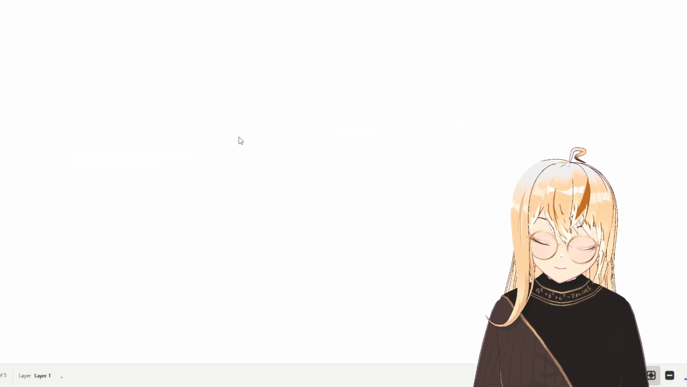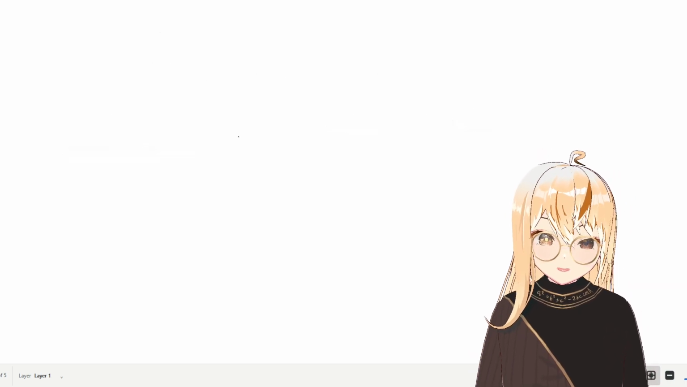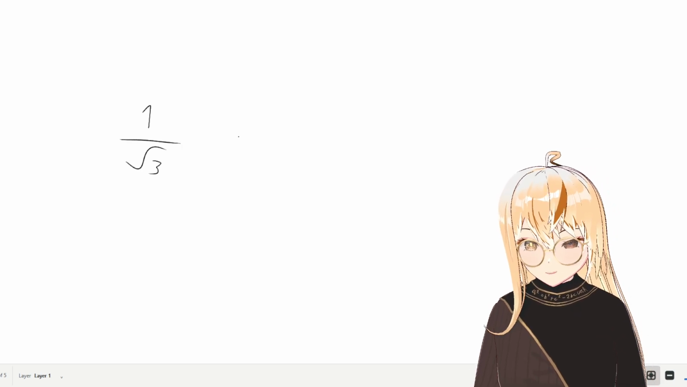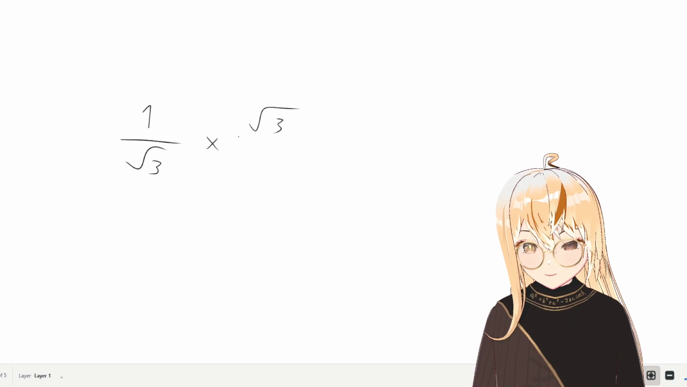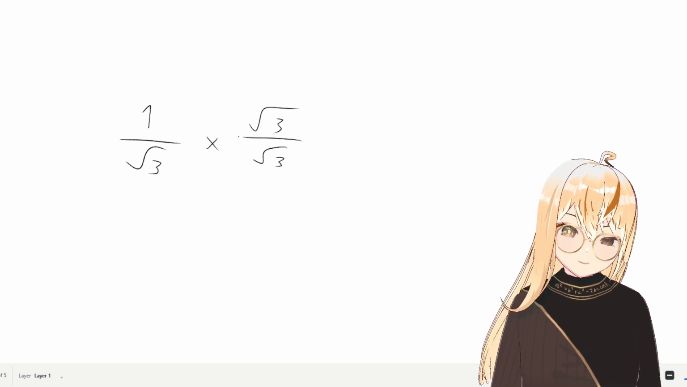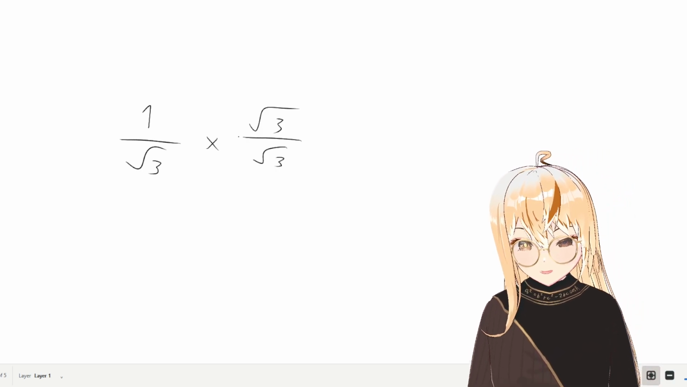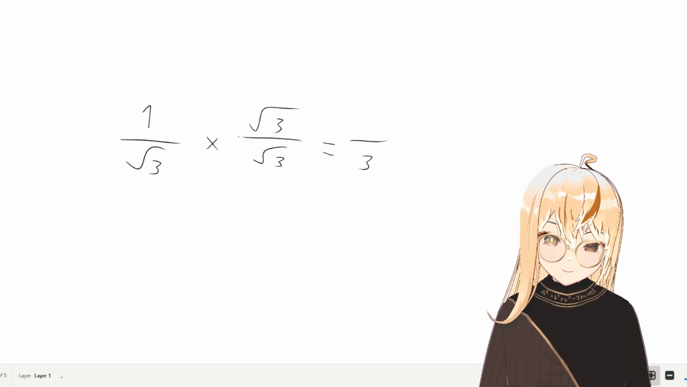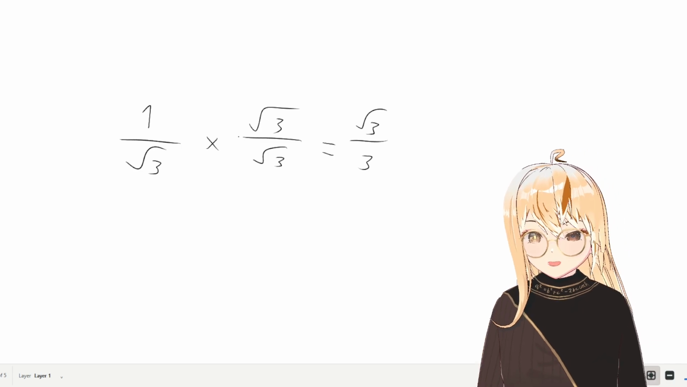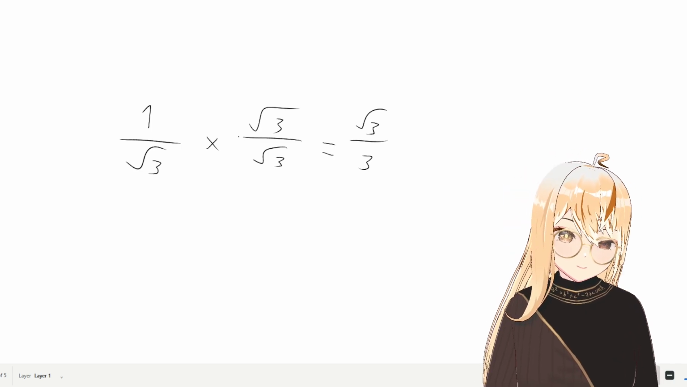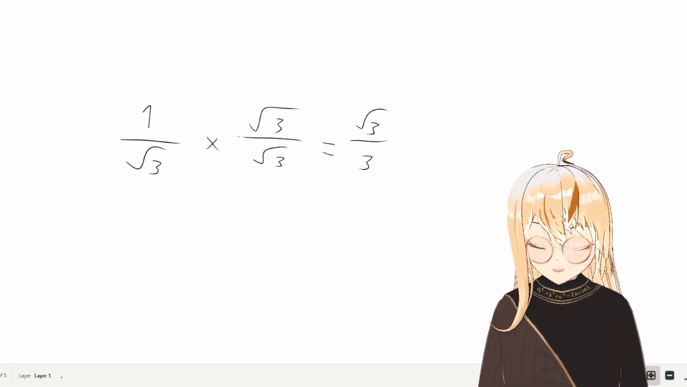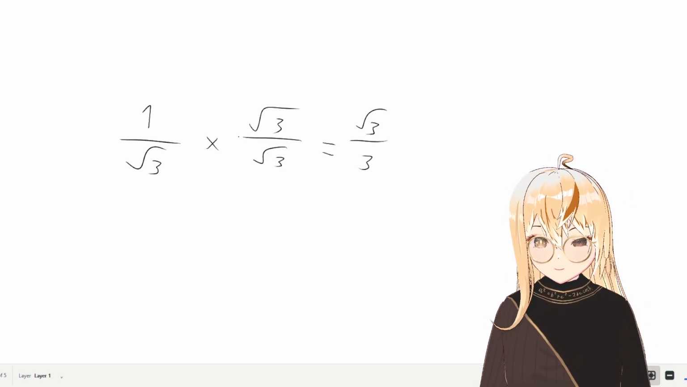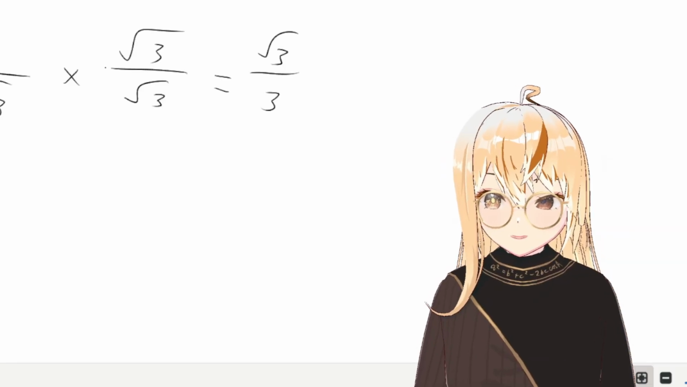Okay, so if you have a fraction with a surd in the denominator like 1 over root 3, what you want to do is multiply the top and the bottom by root 3. And what this will do is remove the surd from the denominator, because root 3 times root 3 is just 3, and then on the top you'll get root 3. So 1 over root 3 is equal to root 3 over 3. And for any other surd, this is the same thing. So if it was root 5, you just multiply the top and the bottom by root 5. And let's just get into the questions.